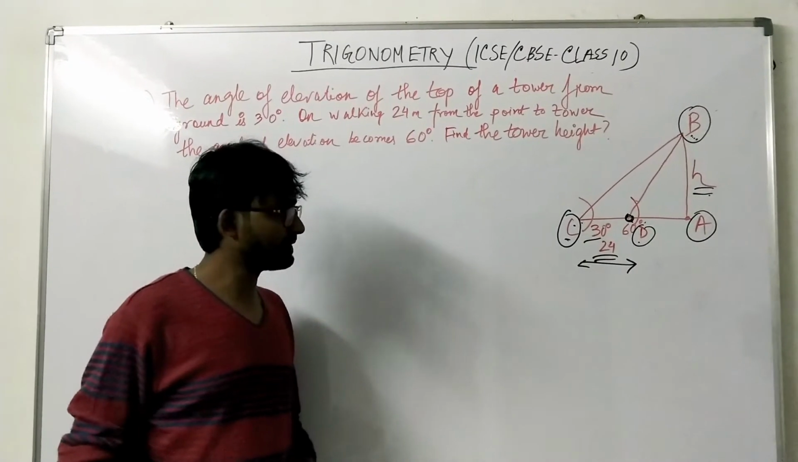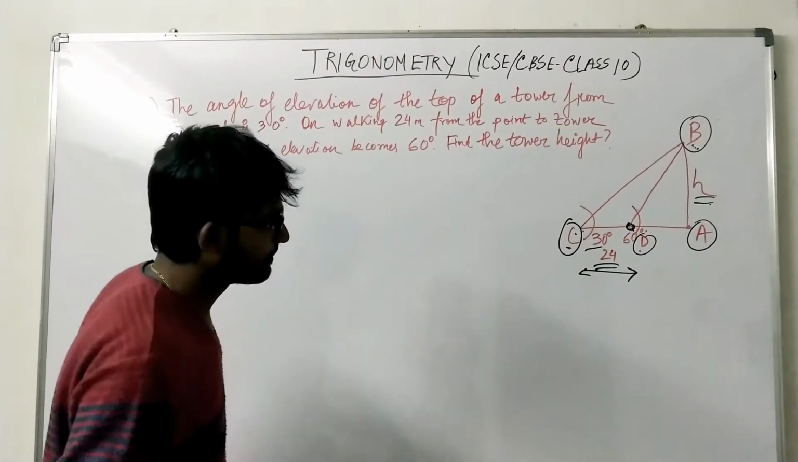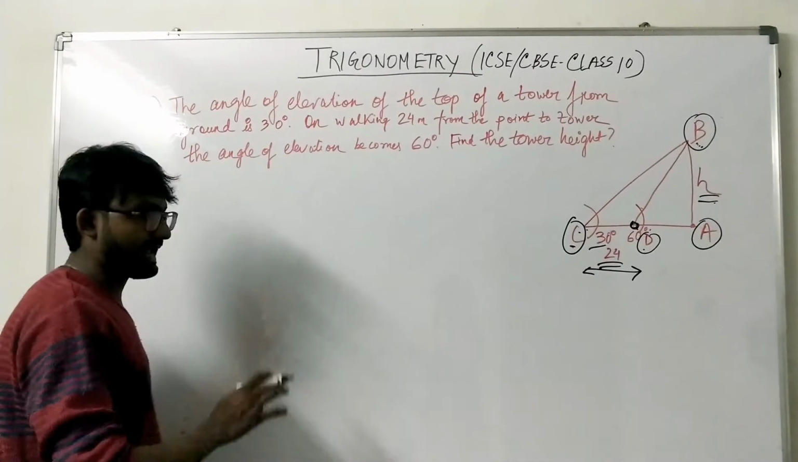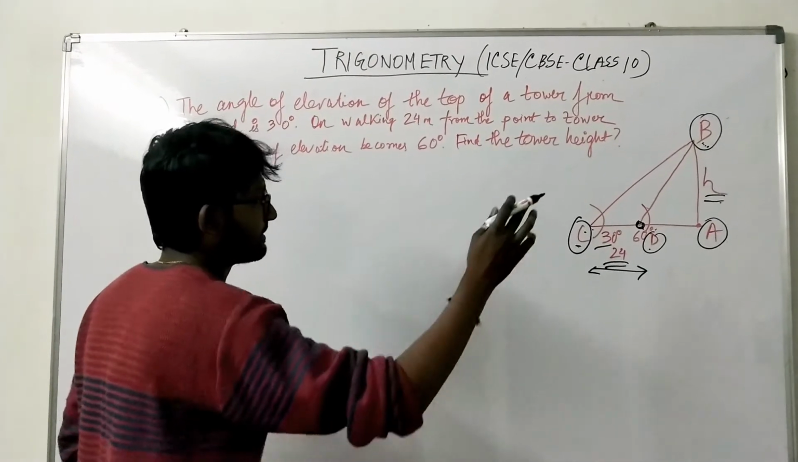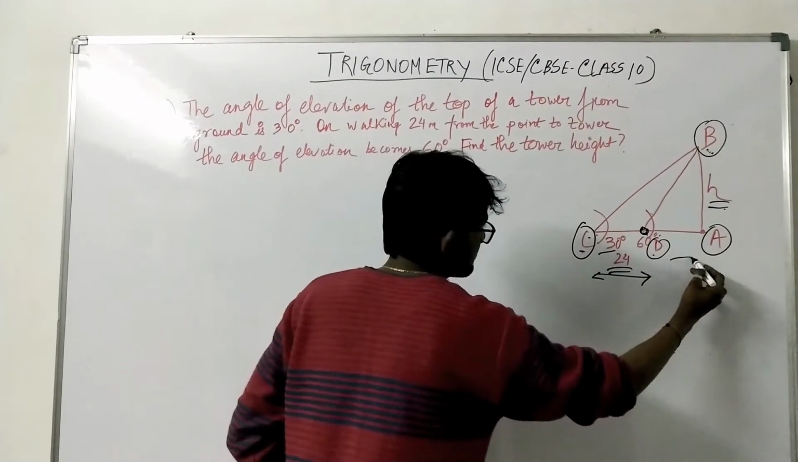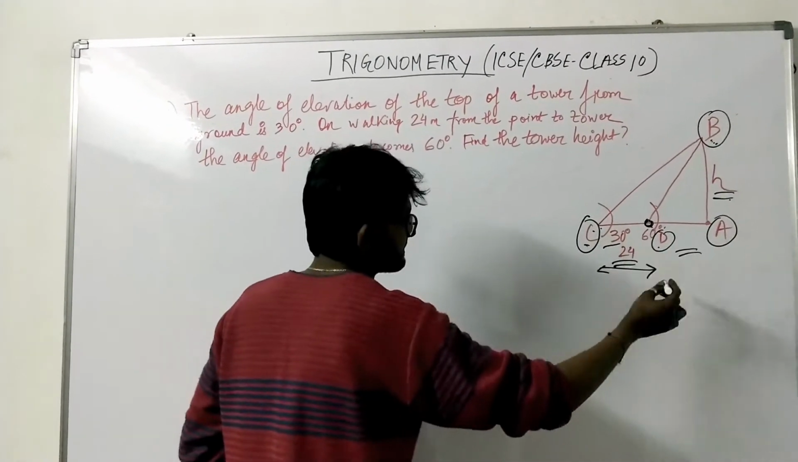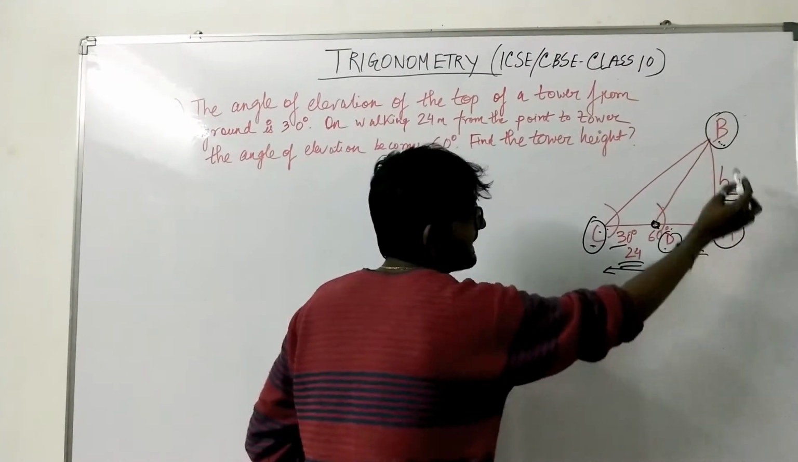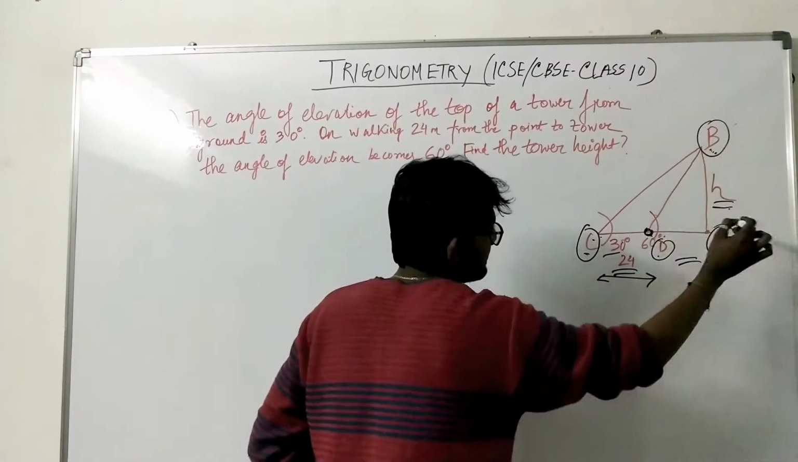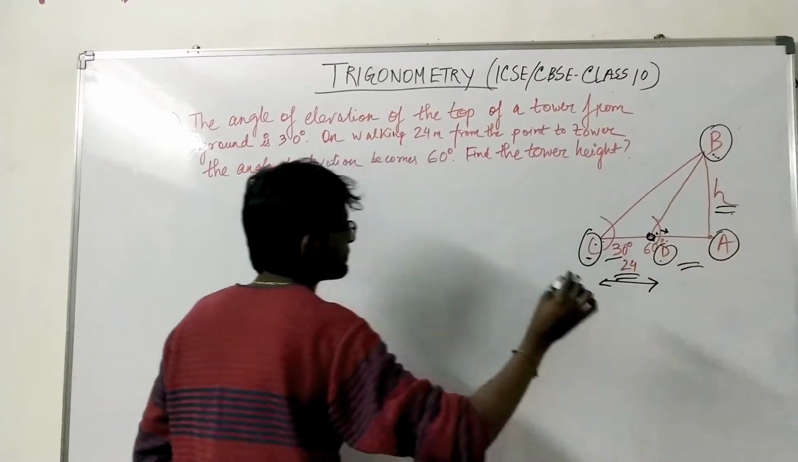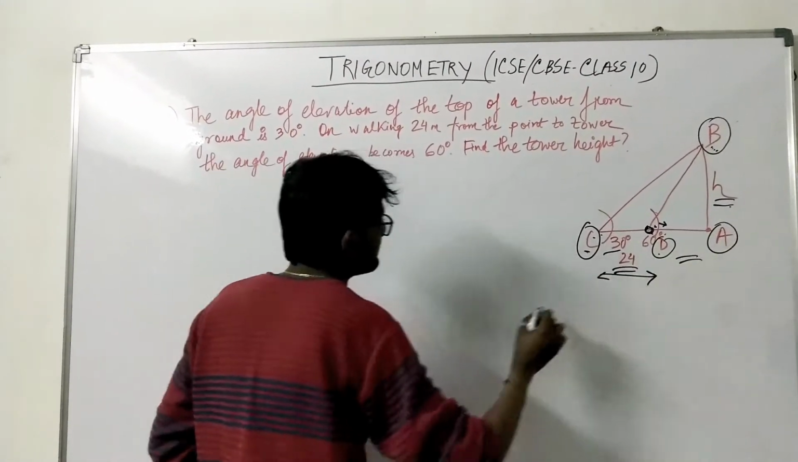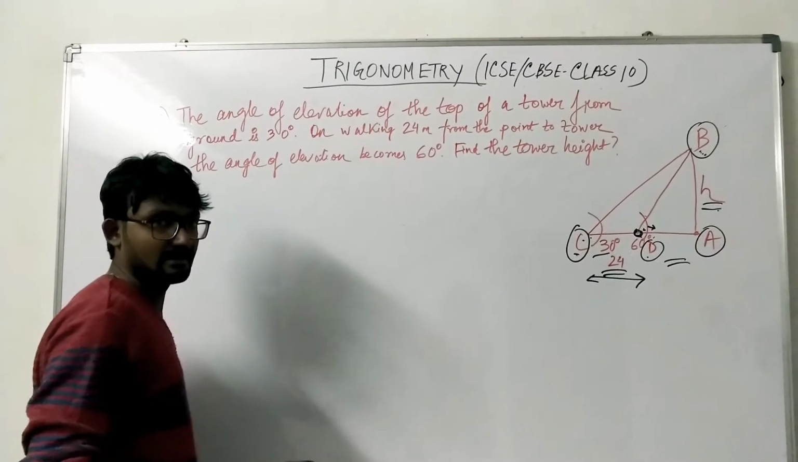So what will we do at first? We know the value and importance of tan is very important over here. So we will first find AD. We will consider this right angle triangle ABD. In ABD, theta is 60 degrees. So AD is the side, as you can see.